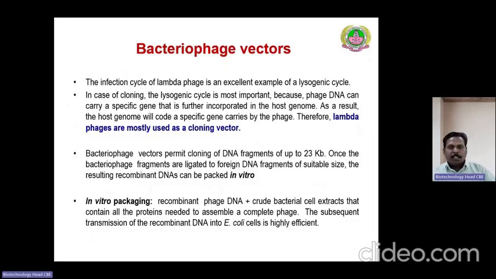Once the bacterial phage fragments are ligated with the foreign DNA fragments, they result in production of a recombinant DNA, and they can be packaged under in vitro conditions, what we call in vitro packaging. So in vitro packaging is about mixing the recombinant phage DNA along with the crude bacterial cell extract, which will contain all the proteins that are needed for assembling of the bacteriophage to complete a viral DNA. So the subsequent transmission of the recombinant DNA into the E. coli cell is highly efficient when we use the in vitro packaging system for viral DNA to be used as a vector system for larger insert cloning.